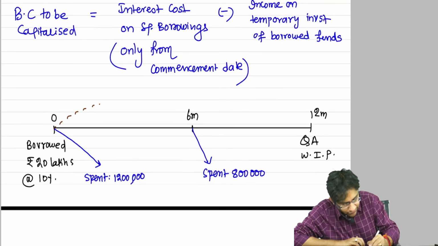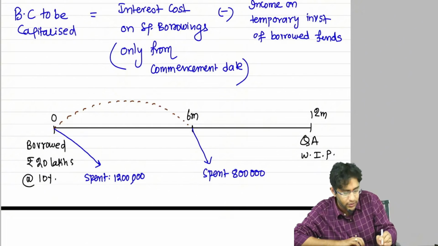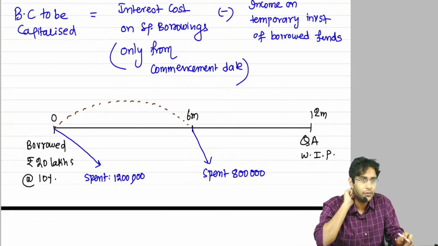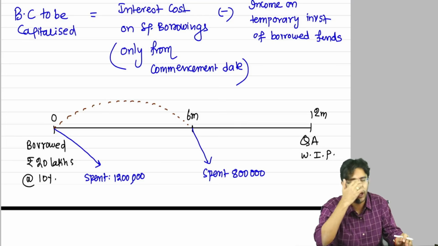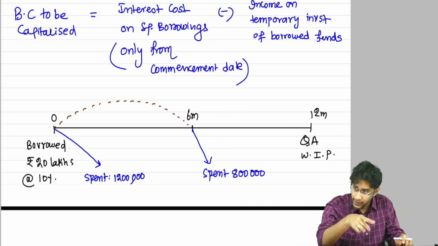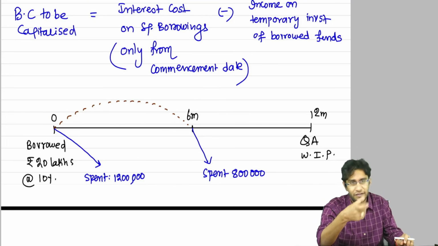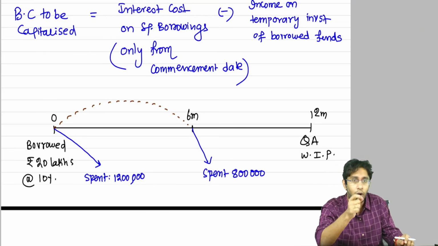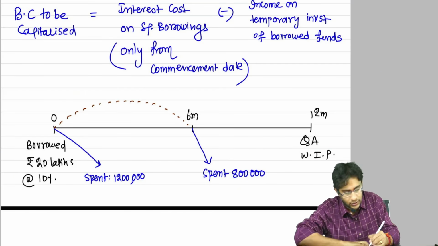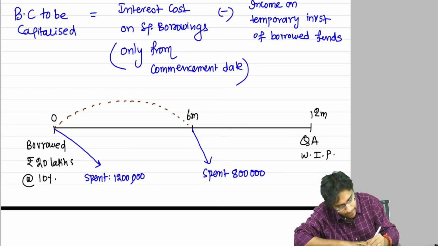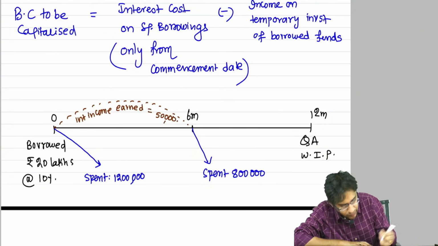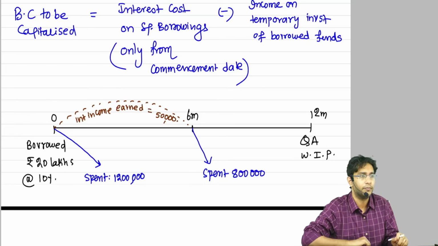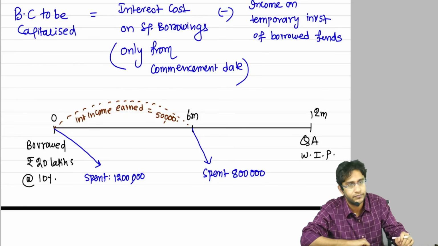Throughout this period, carefully watch. How much money did you borrow, sir? 20. How much did you spend? 12 lakhs you spent. Remaining, how much money is there? 8 lakhs. 8 lakhs you spent after 6 months. So for the first 6 months, 8 lakhs was with you only. What you did, 8 lakhs you invested somewhere. So during this period, interest income earned is equal to 50,000. Sir, why did you get interest income? 8 lakhs invested somewhere.